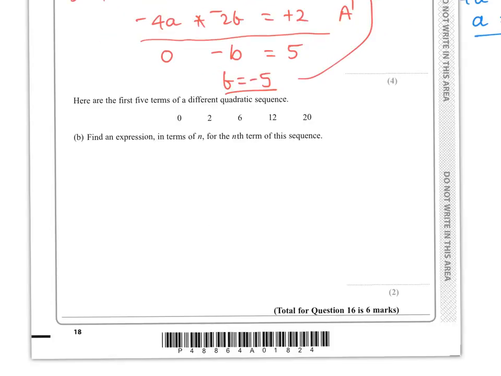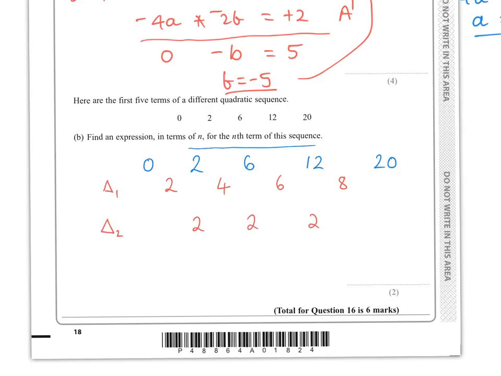Now, what we've got to do now is find an expression in terms of n for this sequence: 0, 2, 6, 12, 20. Well, I'm going to look at the first differences. So that gives us 2, 4, 6, 8. Now the second differences, and they're all the same.